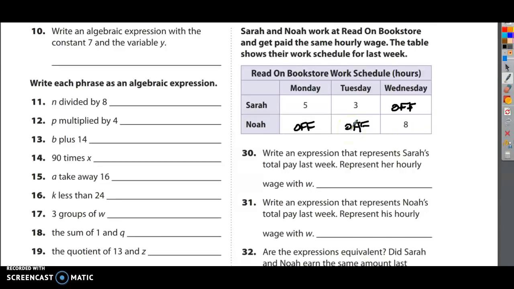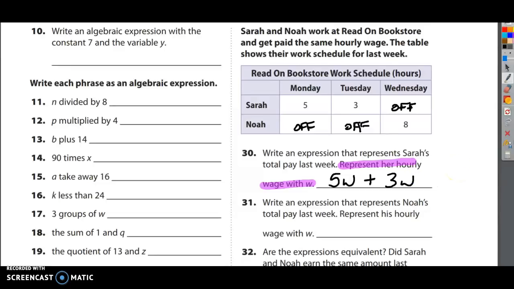Number 30 reads, write an expression that represents Sarah's total pay last week. Represent her hourly wage with W. So we don't know how much she makes per hour. That's what the hourly wage means right here. We don't know how much she makes each hour, but we do know that on Monday she works 5 hours. To figure out how much she made that day, you multiply 5 by her hourly wage, so it's going to be 5W. And then on Tuesday, she worked 3 hours and made W dollars per hour.